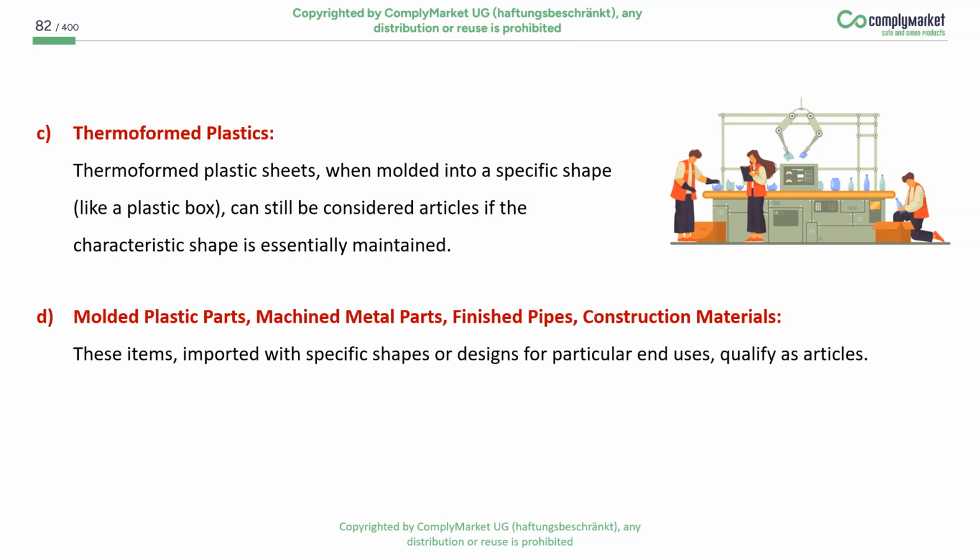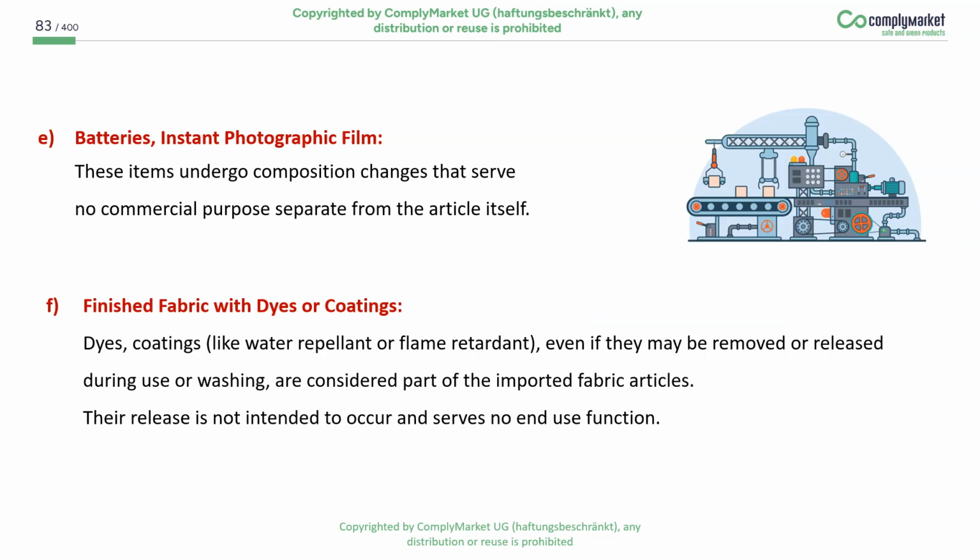For example, finished pipes: you are bringing them to use them as a pipe at the end, so it is an article. Molded plastic parts and batteries are the same thing. Finished fabrics, even if brought with dyes: the intention is not to release substances. So even if the coating can be released, that was not the intention, so it is an article.